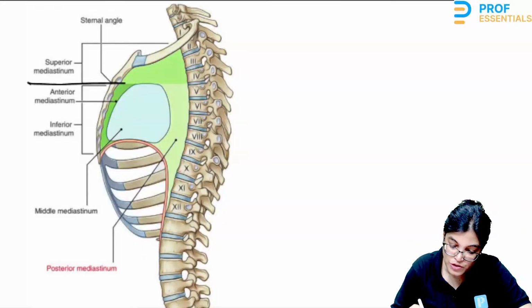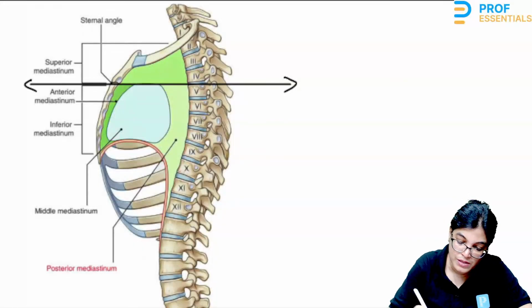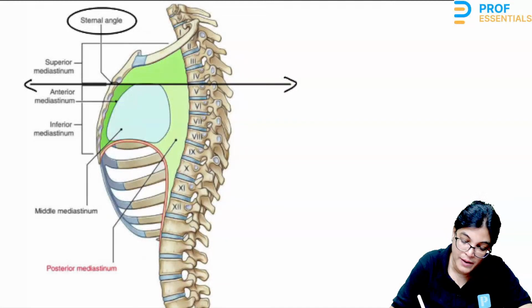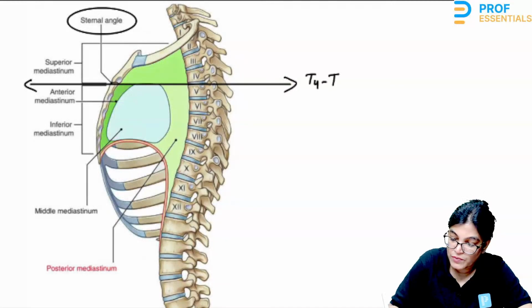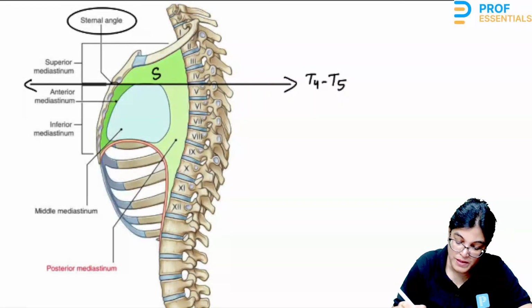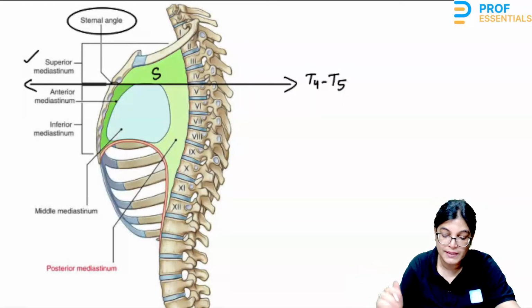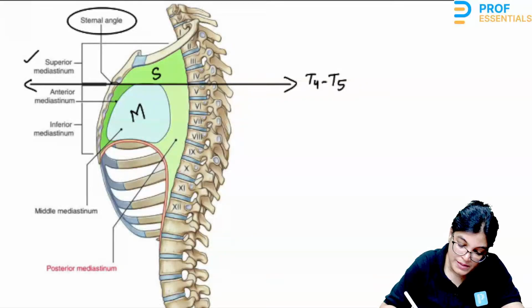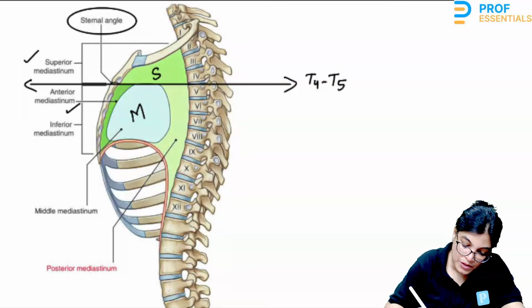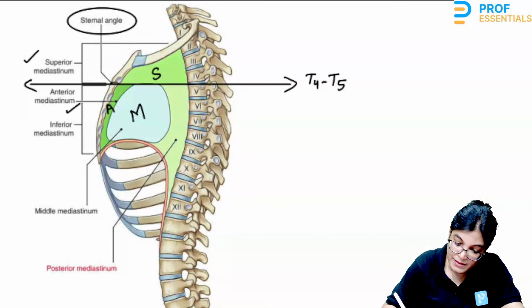This is an imaginary plane. Again, this imaginary plane is passing anteriorly to the sternal angle as shown in this diagram, and posteriorly between T4 to T5 thoracic vertebrae. This is S for superior mediastinum. We have already completed it. We have M for the middle mediastinum. We have A for the anterior mediastinum. And this is P for the posterior mediastinum, which we have to study.